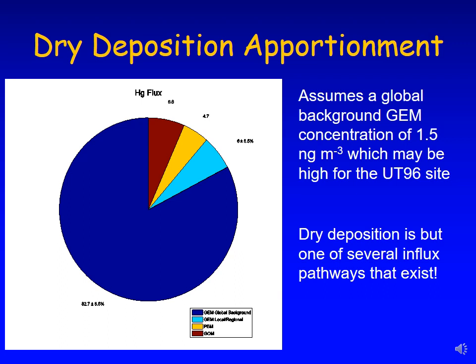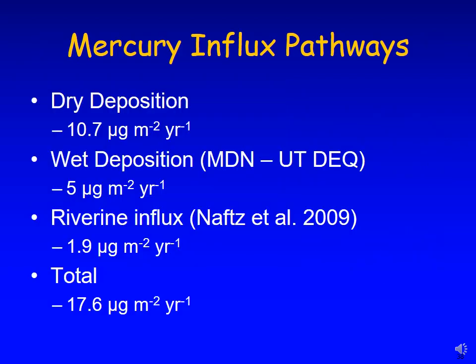But if the problem is the global background, then they need to take it up with China and the other coal-fired power plants around the world in order to make a difference in the mercury that's being deposited here in Utah. So I measured the dry deposition. Other researchers measured the wet deposition, and the wet deposition of mercury was an additional 5 micrograms per meter squared per year. And Dave Naftz at USGS measured the amount of mercury that came in through the rivers at 1.9. And so the total amount is about 17.6 micrograms per meter squared per year.